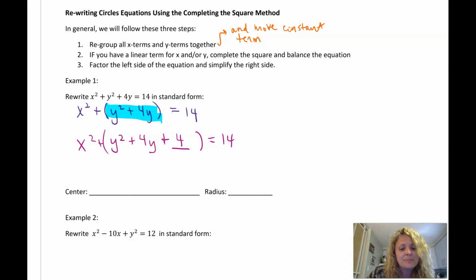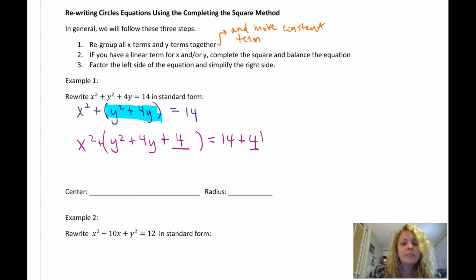But here's the thing. We can't just add 4 to the left side of the equation. We have to balance the equation. So when we add 4 to the left, we can also add 4 to the right. By adding 4 to each side, that's just that addition property of equality that allows us to add the same number to both sides. So that's what I mean by complete the square and balance the equation.